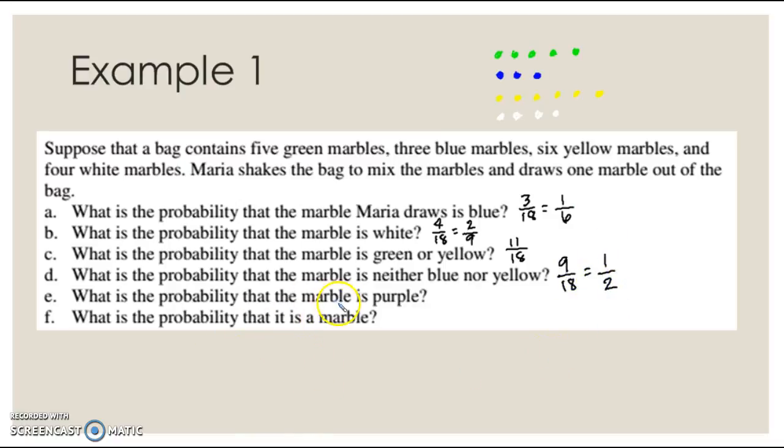Right, the probability that the marble is purple. Well, I have no purple marbles up there, so that probability is 0. She will not draw a purple marble out of a bag that has no purple marbles. And the probability that it is a marble. Well, the only thing in the bag is marbles, so that means it's a probability of 1, right? Or if we were thinking percent, it could be 100%.